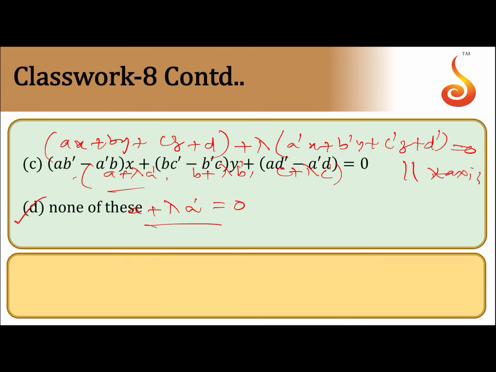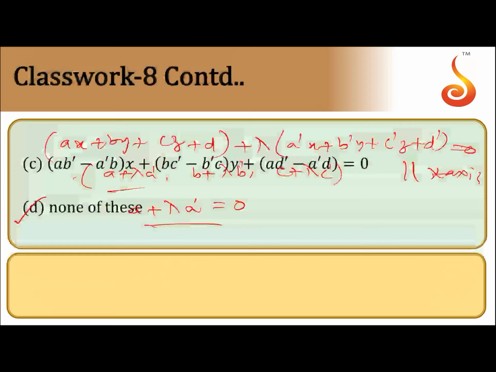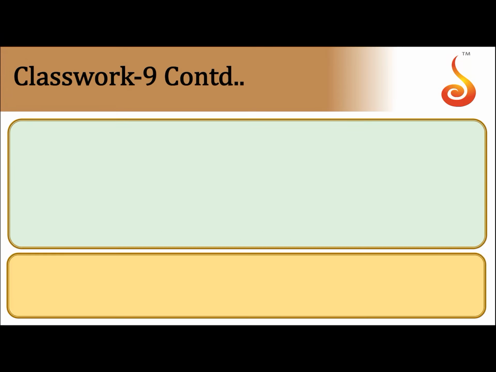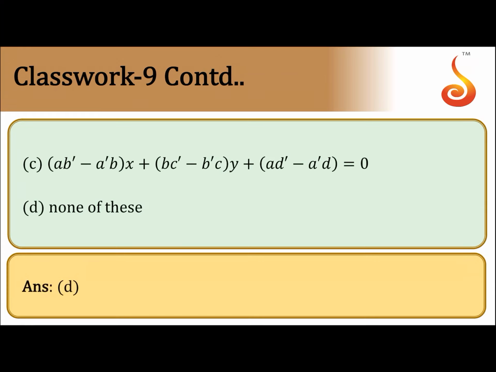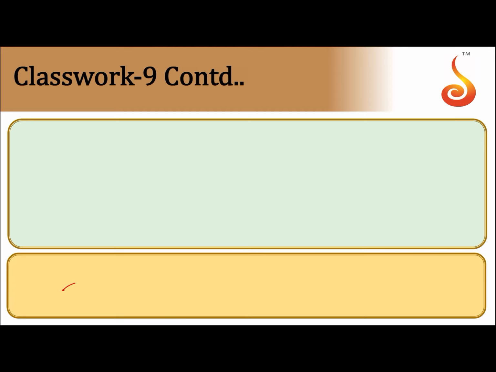Yes, of course, A B dash minus A dash B. Yes, even that is not coinciding with this one. A dash B, A dash C. Yes, of course, this is the Y coefficient, and this one is coinciding with this option. Therefore the answer is supposed to be B. So the correct answer is B, exactly coinciding with the answer here. It's not D, it is B that would satisfy the required answer.